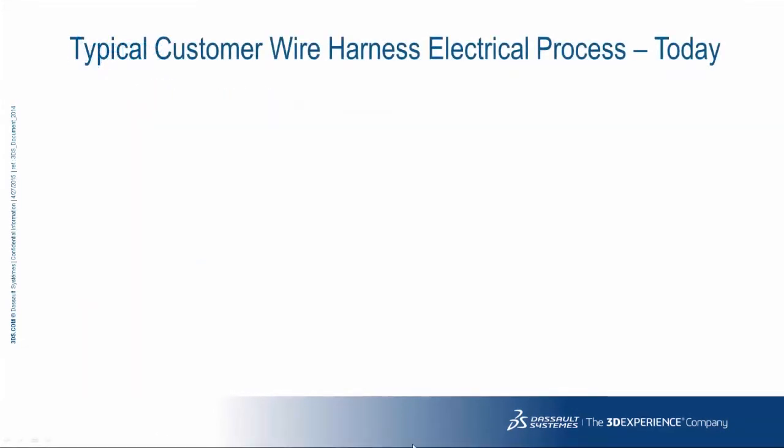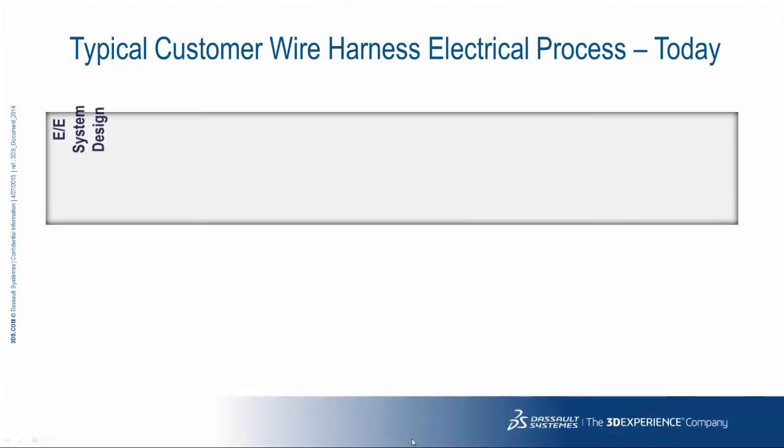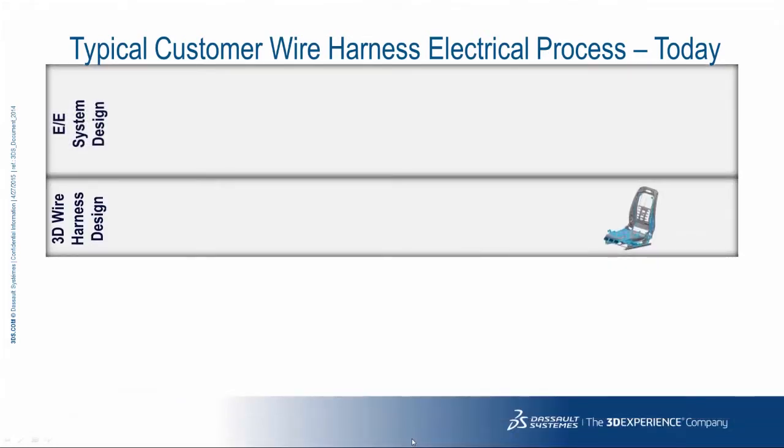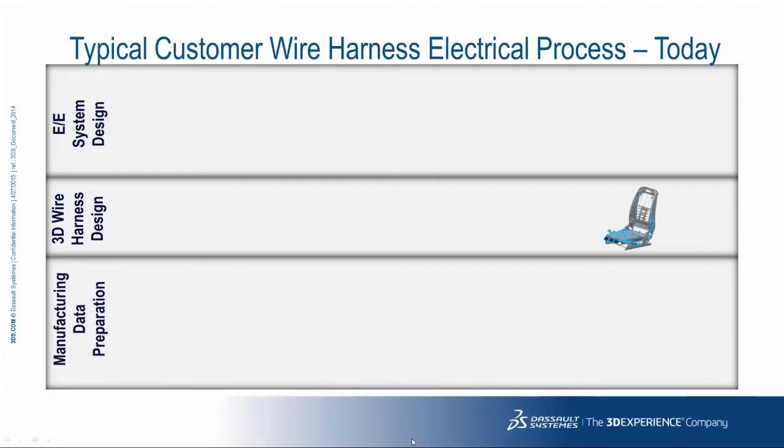A typical customer wire harness electrical process today consists of roughly 3 different steps: the electrical and electronic system design, the 3D wire harness design, and the manufacturing data preparation. For the creation of the 2D systems design, in many cases schematics or diagrams are used. The system may include lots of different software. However, they don't include the 3D harness design.